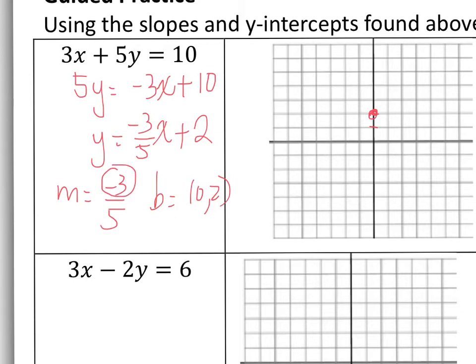Change in y. It's negative 3, so I need to move down 3 units. 1, 2, 3. I'm going to stop here. And I need to move right. I need to move right because this is positive. So 1, 2, 3, 4, 5. And I stop at this point. And then I can graph.